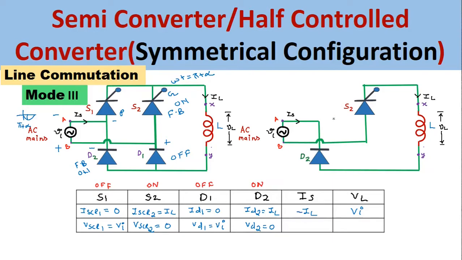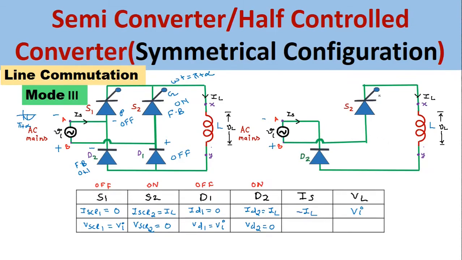Now the circuit diagram will look like this after eliminating this diode D1 and SCR1. Due to the reverse bias voltage across this SCR1, this SCR1 goes into the off condition due to the line commutation process, or natural commutation process. So in this mode number 3, the line commutation of SCR1 occurs. Now the circuit diagram will look like this after eliminating these two devices S1 and D1 from the circuit. This terminal is positive and this terminal is negative.